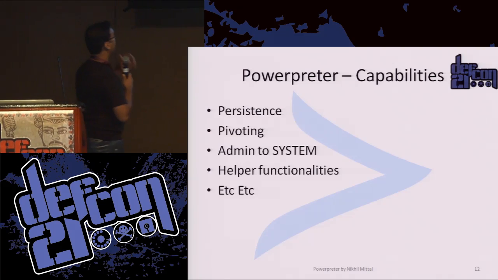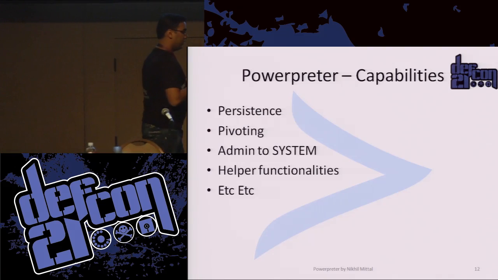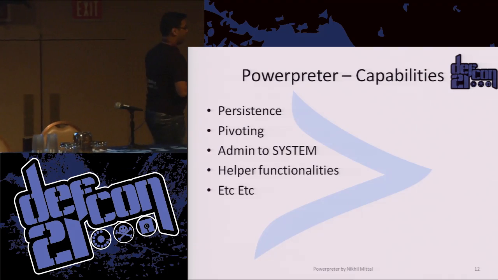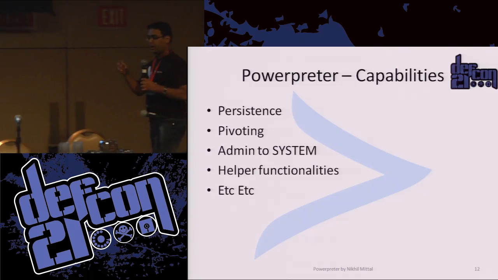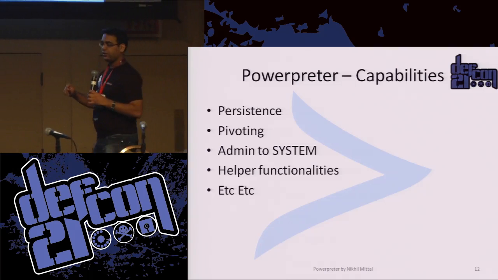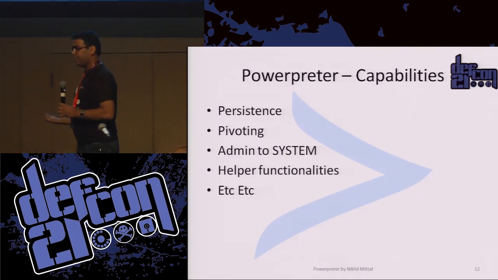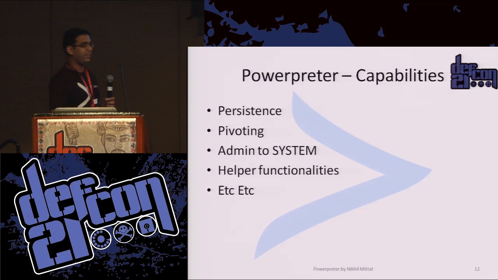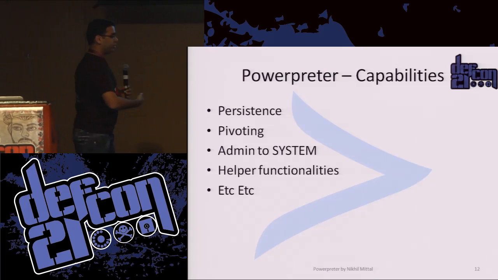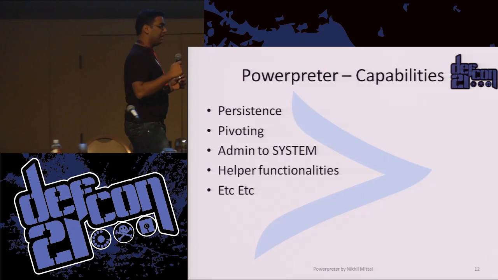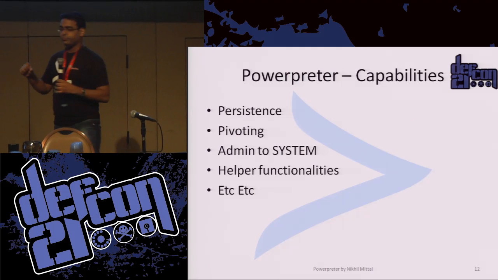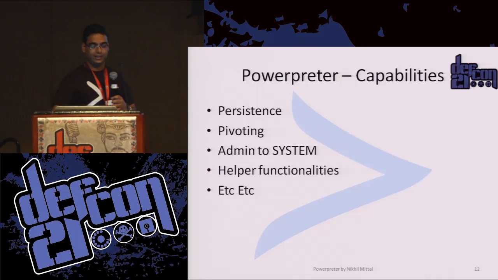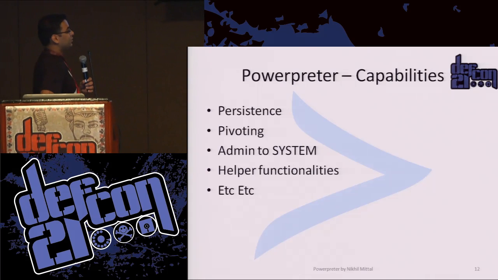So these are the capabilities of Powerpreter. Persistence: using WMI permanent event consumers, it will reside in the machine. It won't be a startup script or a service failure or a scheduled task. It won't be anything of these. We'll use WMI permanent event consumers. That's it. I can explain it right now. We'll have a look at it.